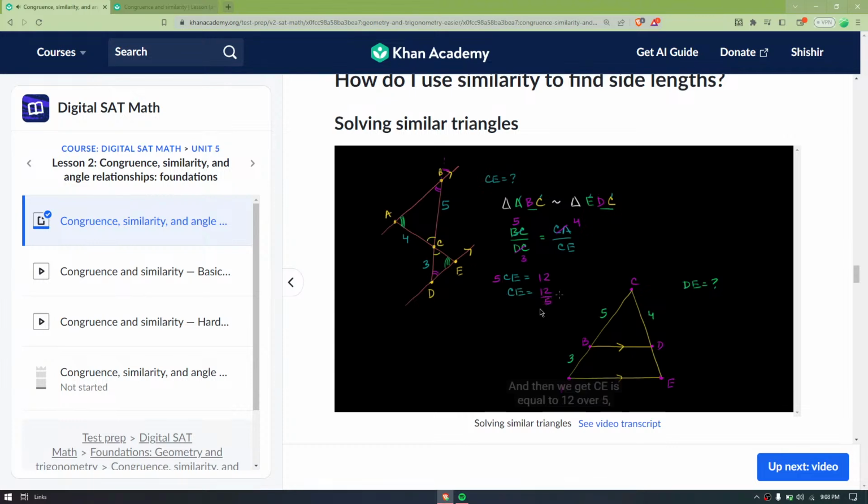12 over 5 is the same thing as 2 and 2/5, or 2.4. So this is going to be 2 and 2/5. And we're done. We're able to use similarity to figure out this side, just knowing that the ratio between the corresponding sides are going to be the same.